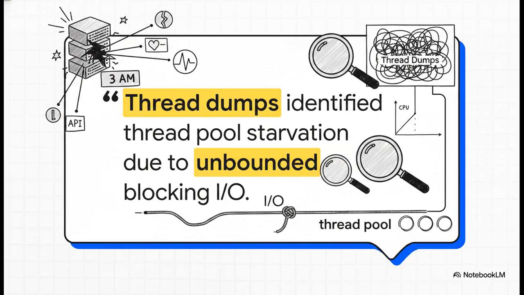Picture this, okay? It's 3 a.m., your production system completely crashes. The APIs are totally unresponsive. But here's the bizarre part. Your traditional metrics, like CPU usage, look perfectly normal. Actually, CPU utilization dropped to near zero. It wasn't until the engineers frantically pulled thread dumps that they found the real culprit, thread pool starvation, completely triggered by unbounded blocking I/O operations.